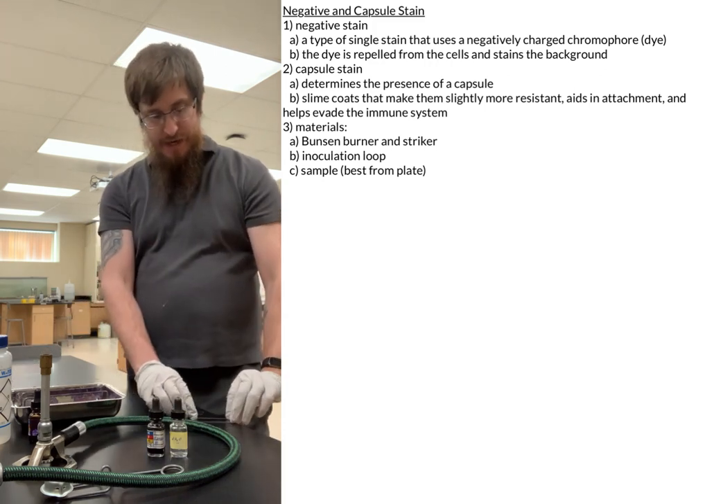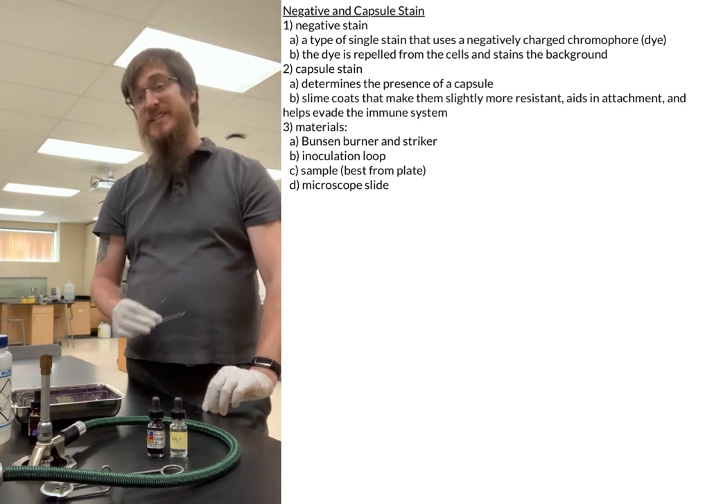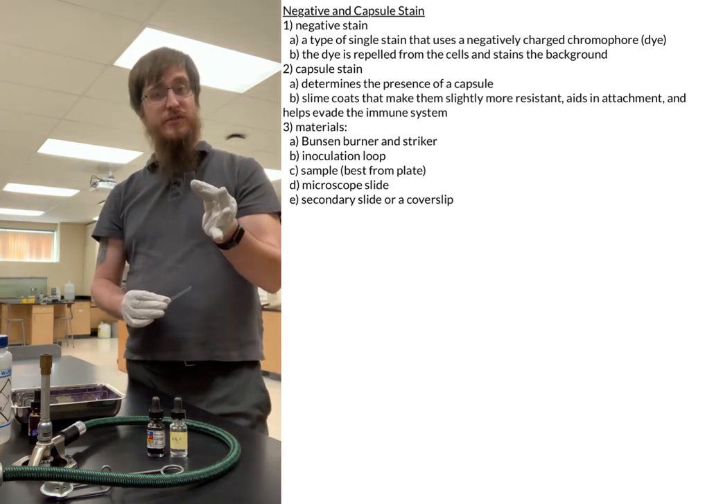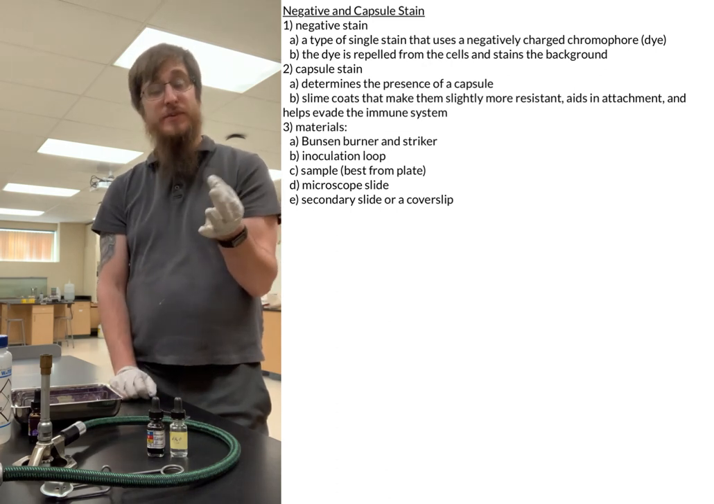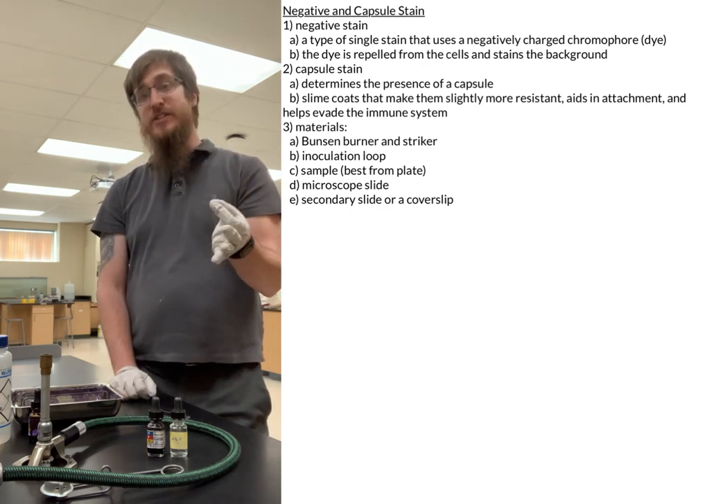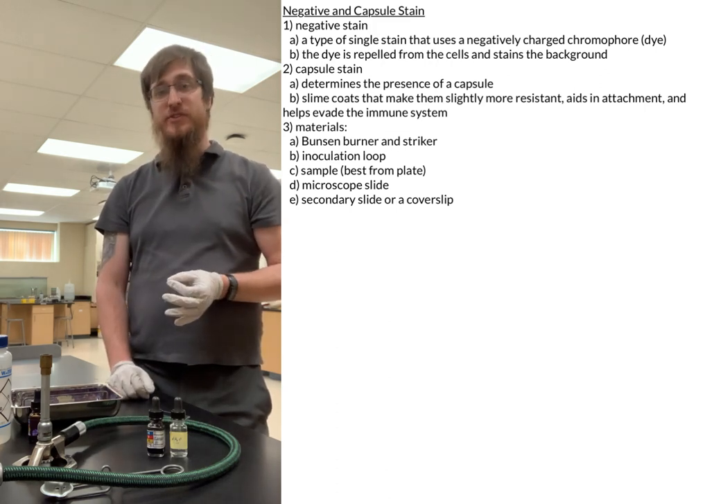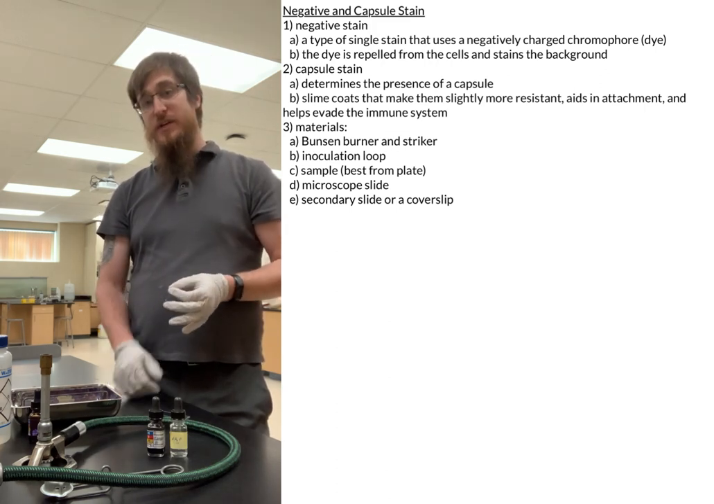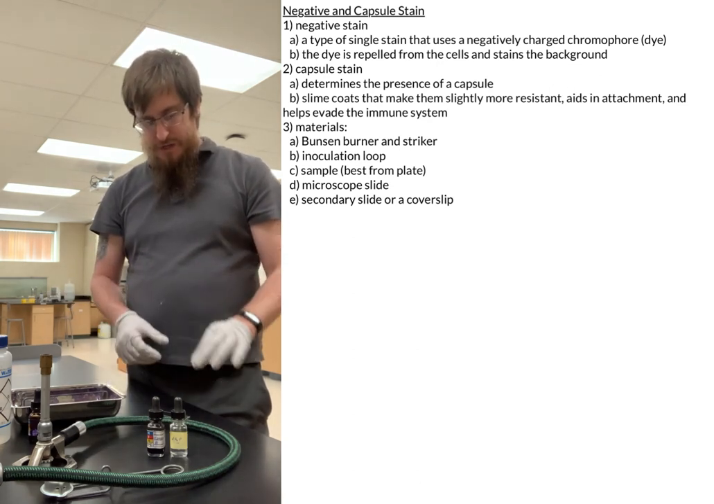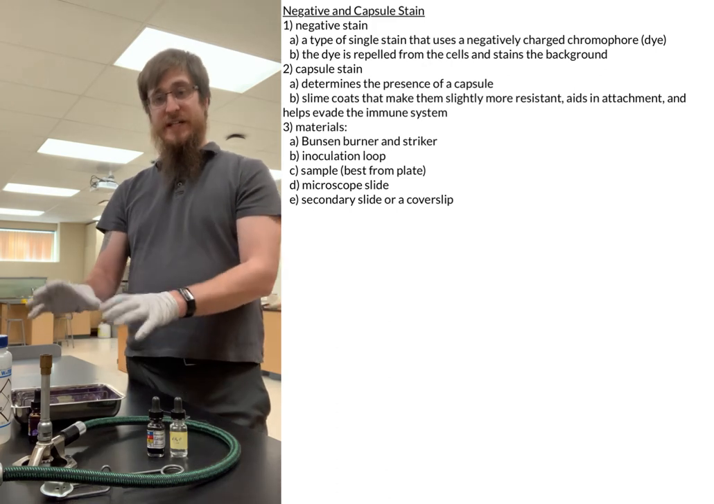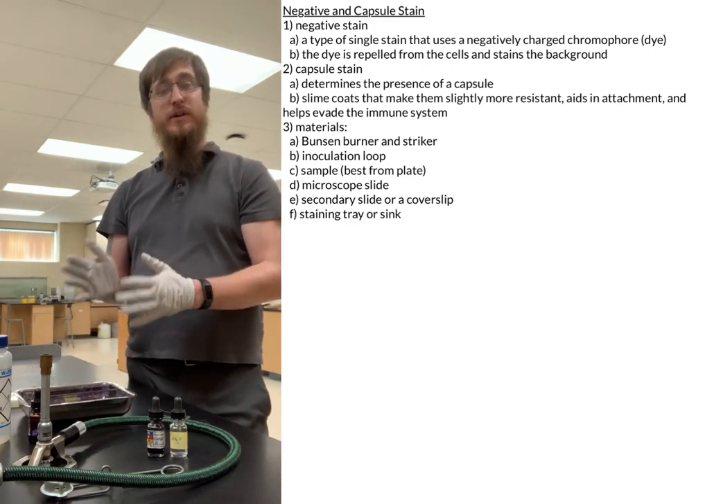You're going to need a microscope slide, and then you will also need either a secondary microscope slide or a cover slip. We tend to prefer to use cover slips because cover slips are cheaper than microscope slides, and since we're going to be working with live bacteria for both of these stains, everything goes in the biohazard afterwards, so if we have to trash it anyways, might as well use the cheap stuff. You're also going to need, of course, your staining tray and/or sink, depending on what kind of setup that we have.